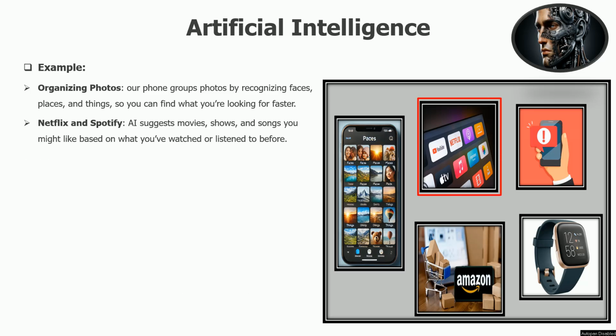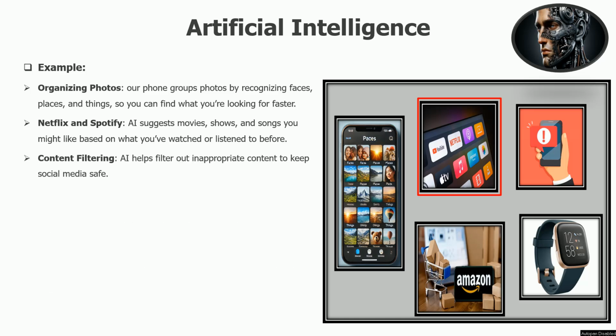Netflix and Spotify. AI suggests movies, shows, and songs you might like based on what you have watched or listened to before. Suppose I like 90s movies, Kishore Kumar songs, or Udit Narayan songs. Here the AI understands my likes and interests, and according to my requirement, it will start suggesting movies, shows, and songs.